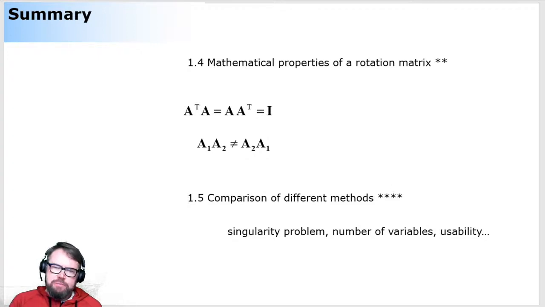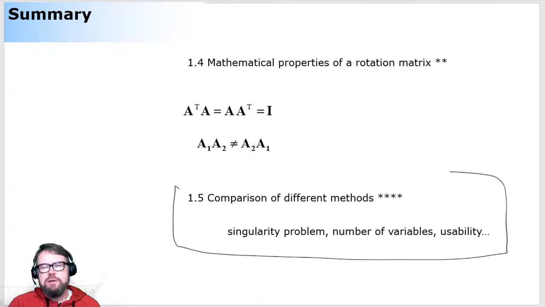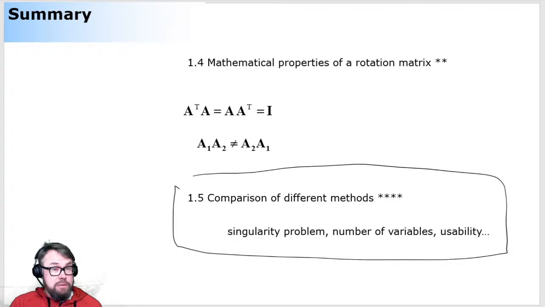But something that is important is the comparison of different methods. If you're using 3 parameters, you're always going to have the problem of singularity of some kind. But usability will be great, because for human brains, 3 parameters are easy to understand, whereas 4 parameters are usually beyond the limit. So you can write something about that.